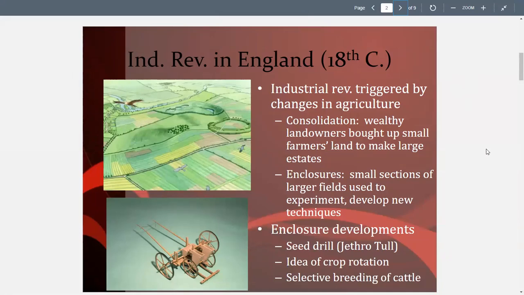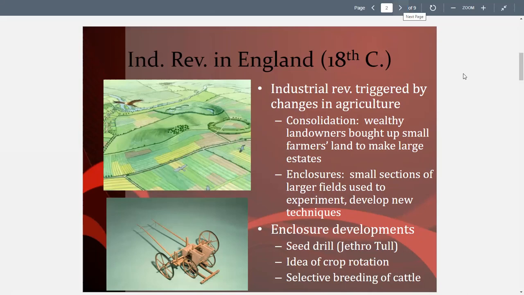A couple of things that you'll see leading up to the 1850s. There's a consolidation of land. Wealthy landowners bought up small farms to make large estates, combine all of their resources together, and have people work together to produce more. And then what they did was create enclosures. They made small sections of larger fields to develop and experiment with new techniques, and also to rotate the crops. So like this picture here, you would rotate crops so that it would help you. One of the things that helped to speed up the development in agriculture is this seed drill developed by Jethro Tull. And basically what it did was, instead of putting seeds in one at a time in the ground, he developed a machine that basically went up and down, up and down, up and down, and plunged the seeds into the ground.